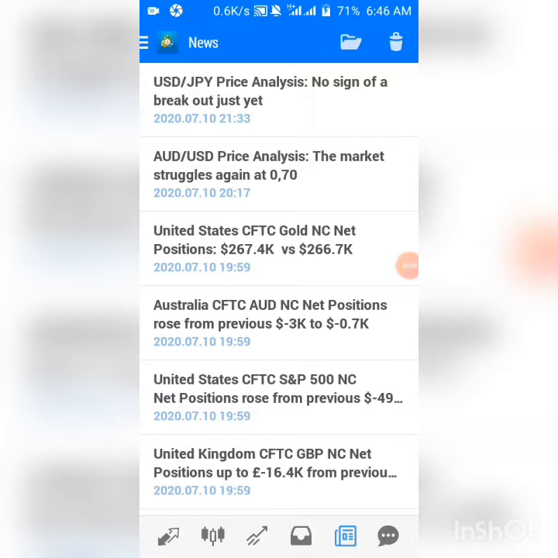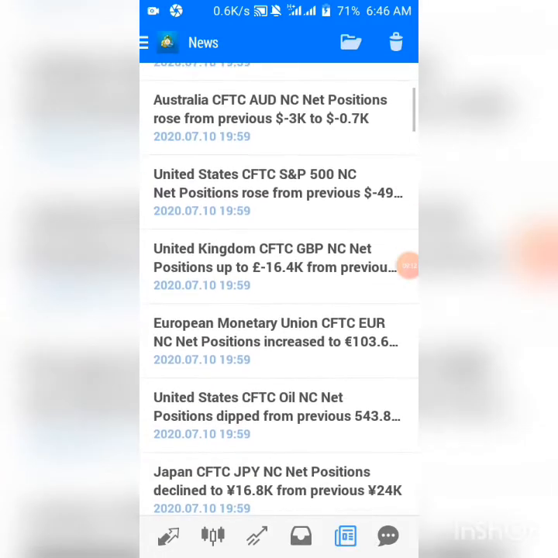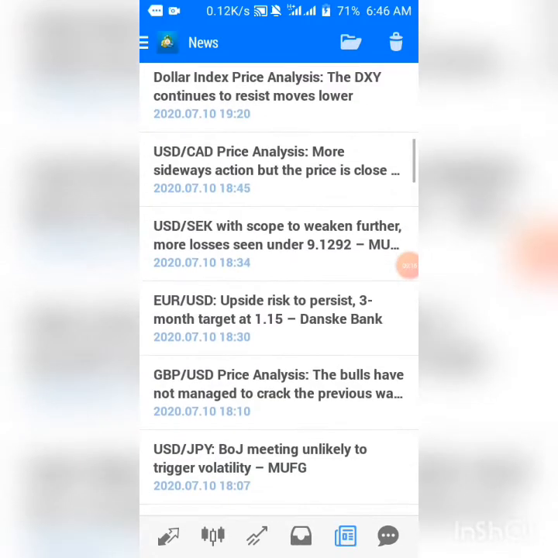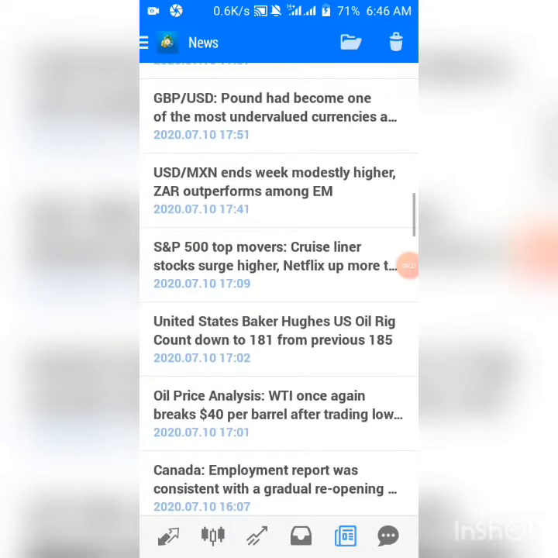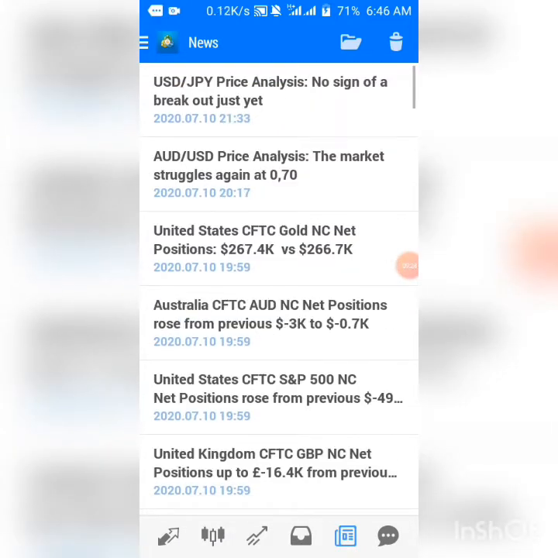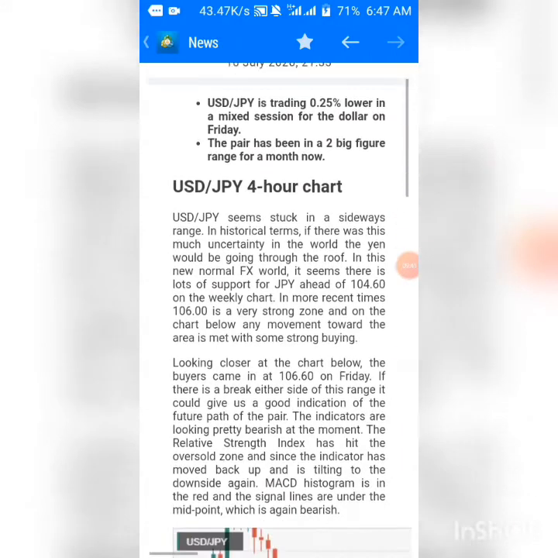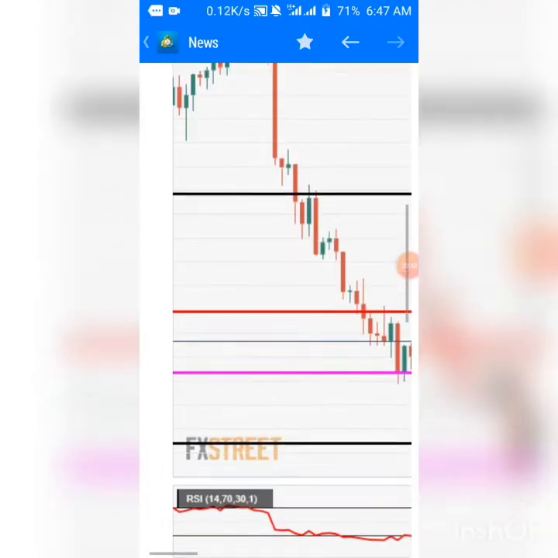News will tell you the economic release, what is going on as per the markets, the economy, politics, events, and global happenings, and these affect Forex. So the news section will continually update when the market opens, but for now the market is closed, and the latest news concerning USD JPY is no sign of a breakout just yet.